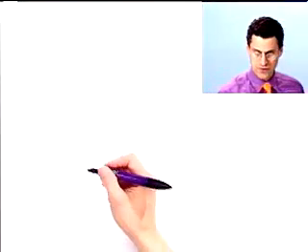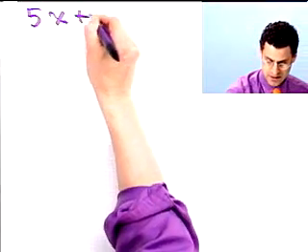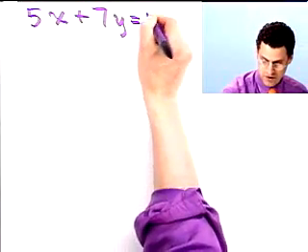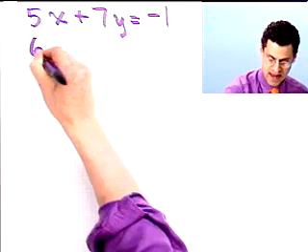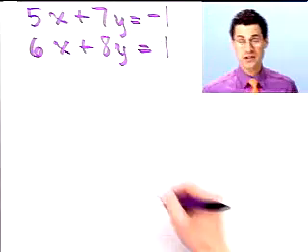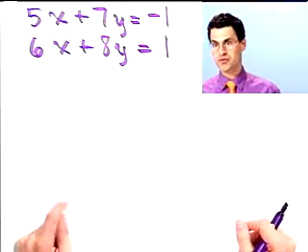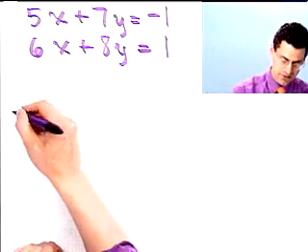So let's use Cramer's rule to solve the following. 5x plus 7y equals minus 1. And 6x plus 8y equals 1. Now you can use a substitution method, an elimination method, or all these other methods we talked about, but let's use Cramer's rule and see what happens. So I have to compute a few things.